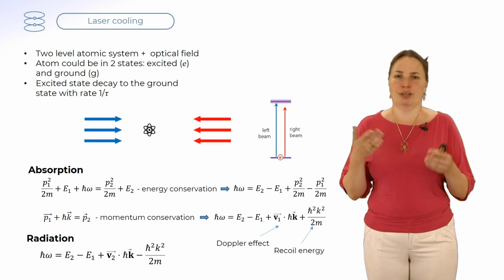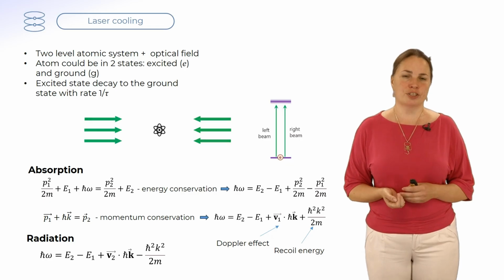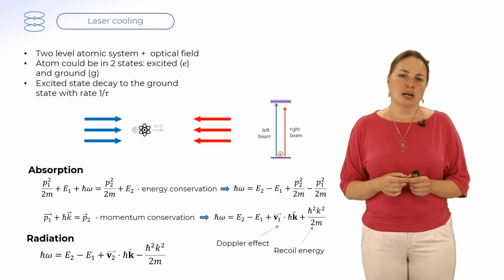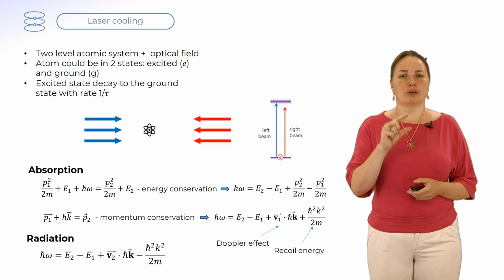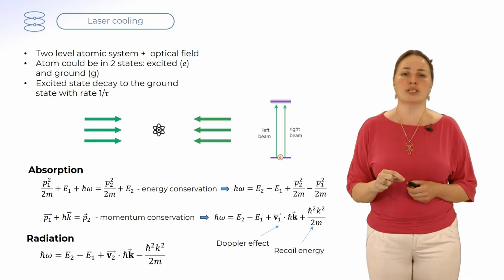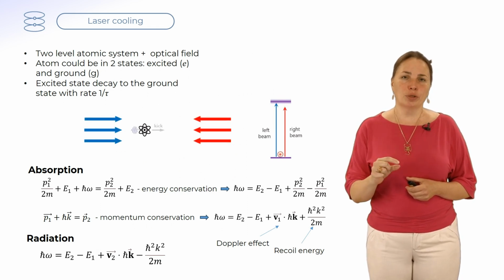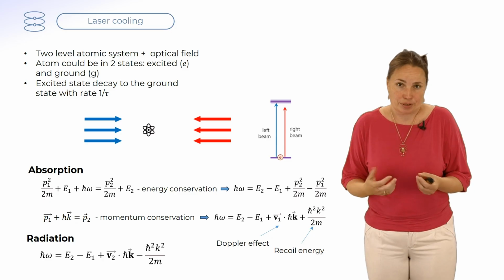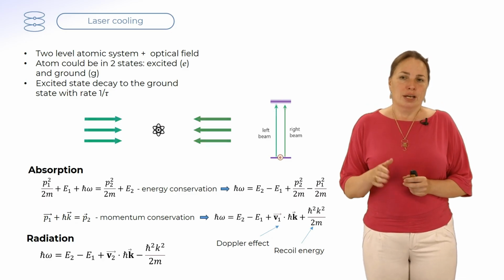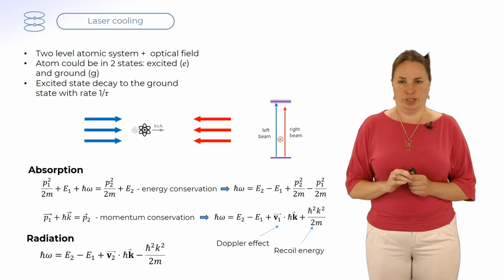So we again have to remember two fundamental laws: energy conservation and momentum conservation. And here we write it down. Okay, we have to remember the difference between energy states, excited and ground states, and the Doppler effect and recoil energy, which always has to be there because the photon has momentum, so there will be recoil. And two processes we can consider are absorption and radiation.